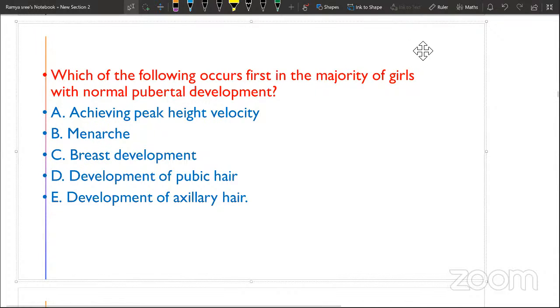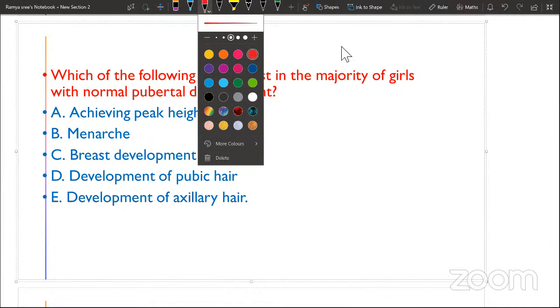So what is the condition where LH is more than FSH? 3:1. Excellent, Mansi. It is PCOS. In PCOS you have LH more than FSH, with a 3:1 ratio.